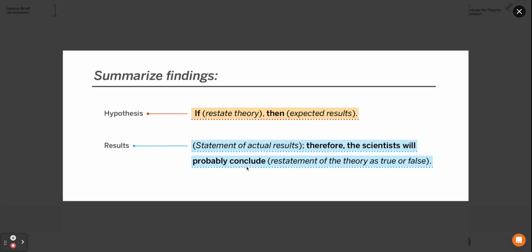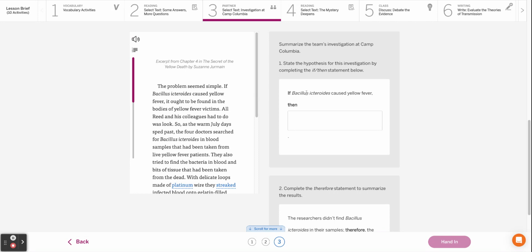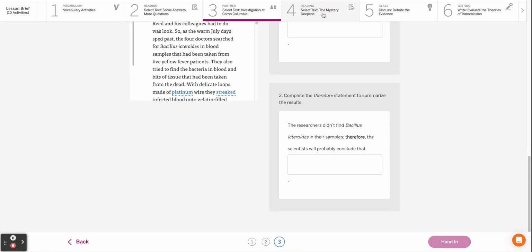Therefore, the scientist will probably conclude that the theory that you wrote up here is either true or false. So the expected results are written here, but then you write what the actual results are, and then explain if the theory is true or false. So if Bacillus icteroides cause yellow fever, then what should they see from their experiment? If the researchers didn't find that in their samples, therefore the scientists will conclude something else. All right, hand that in.